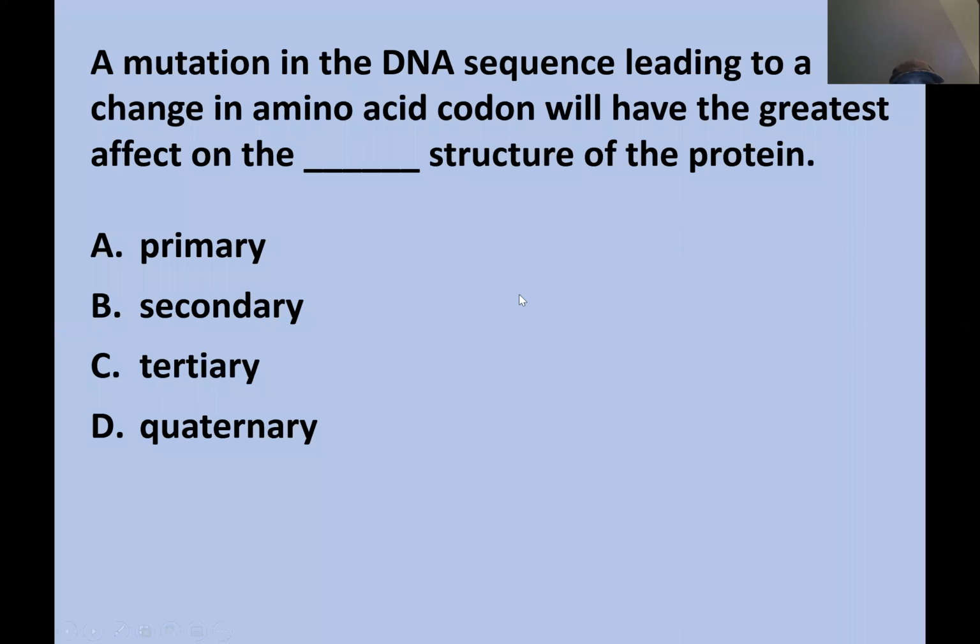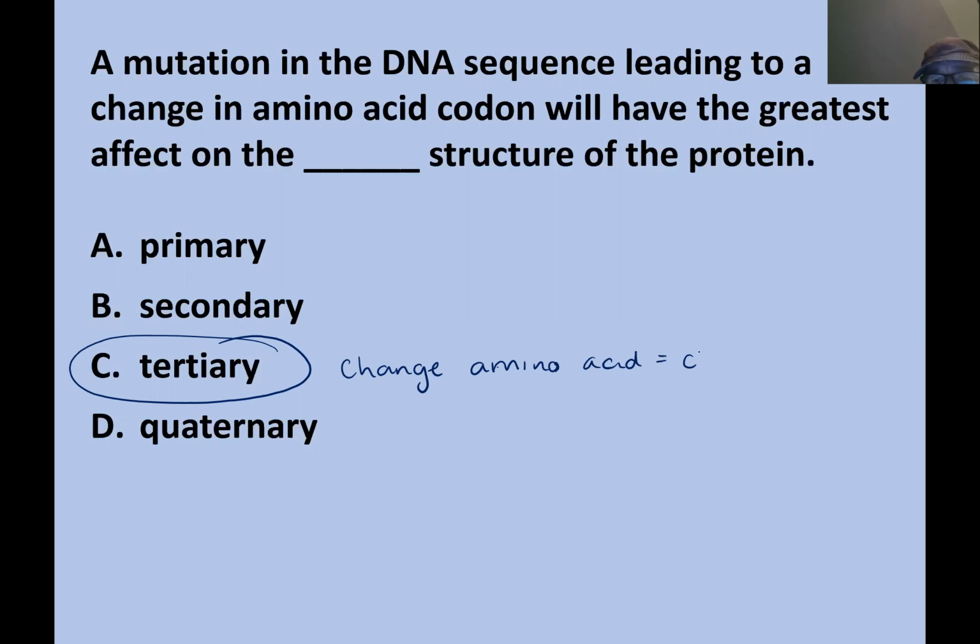All right, let's do a couple clickers. So a mutation in the DNA sequence leading to a change in amino acid codon will have the greatest effect on what structure of the protein? And if this was really a question, I'd make it a short answer where you had to justify. But what I was really looking for in this one is tertiary, right? When you change an amino acid, that means you're going to change the R group interactions.